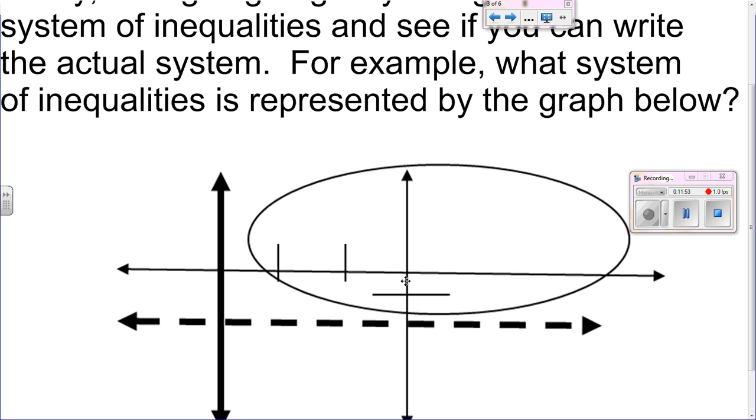So here we are going down 2, right? And your shading is above the line. So this would be y is greater than -2. It's greater than because your shading is above the line. And then look at this line. It's a vertical line at -3 for x. So it is x is greater than or equal to -3. So that's what we're going to practice today.